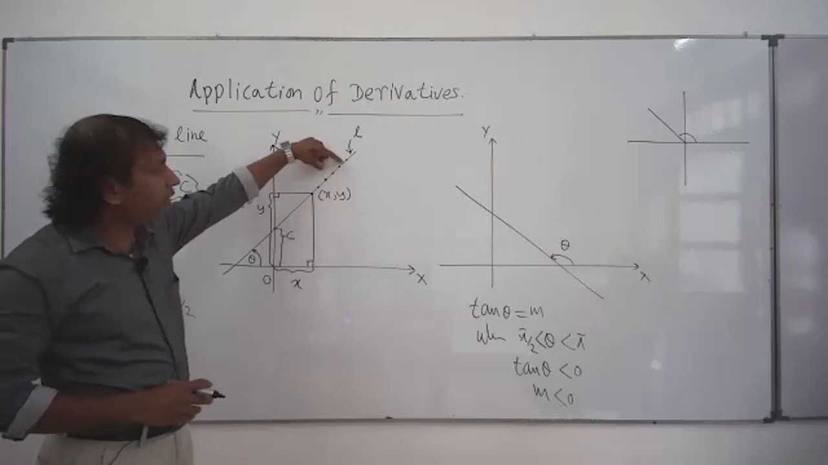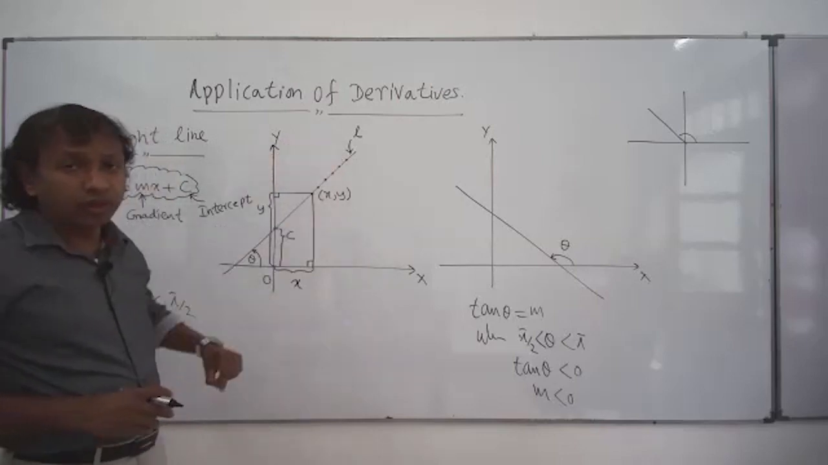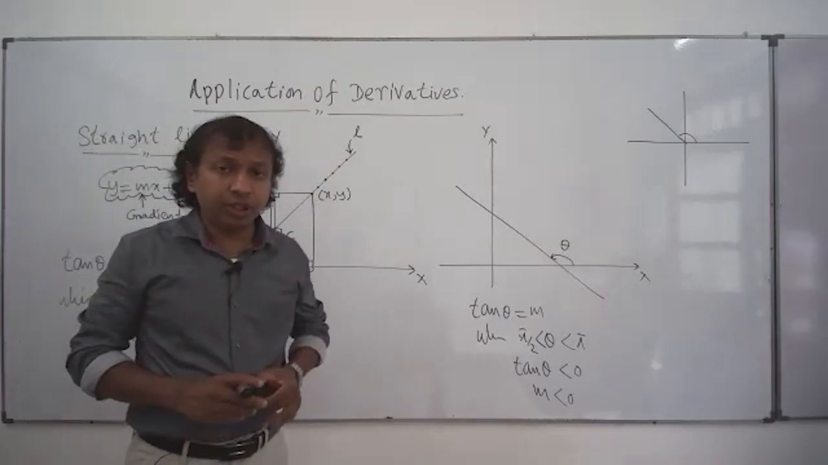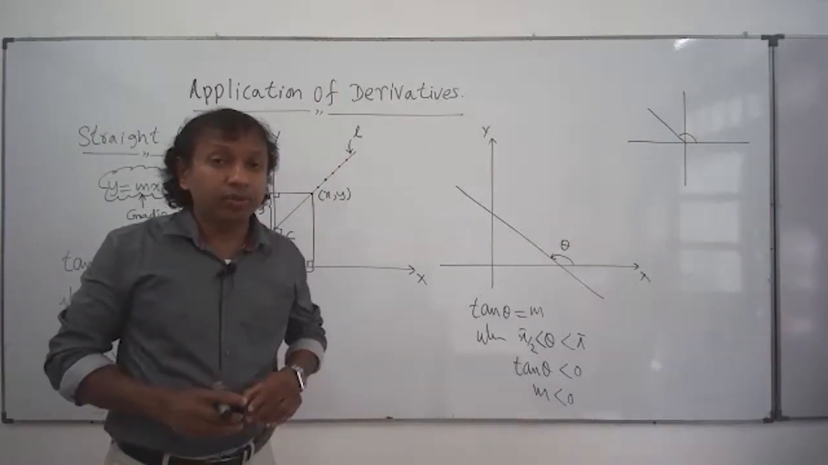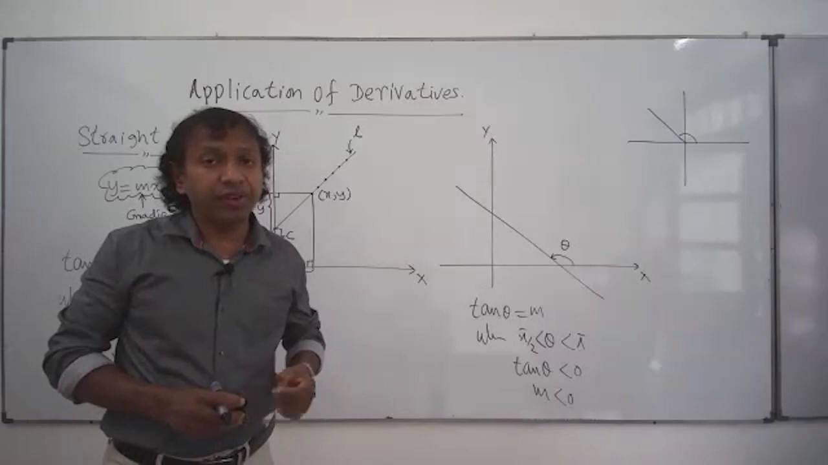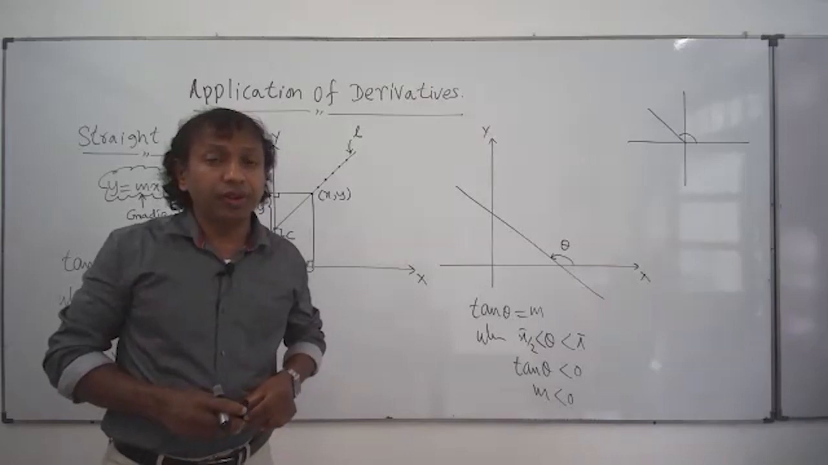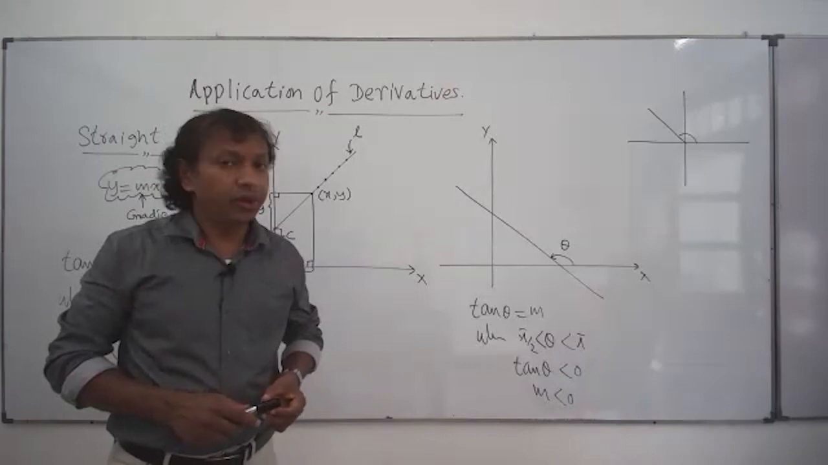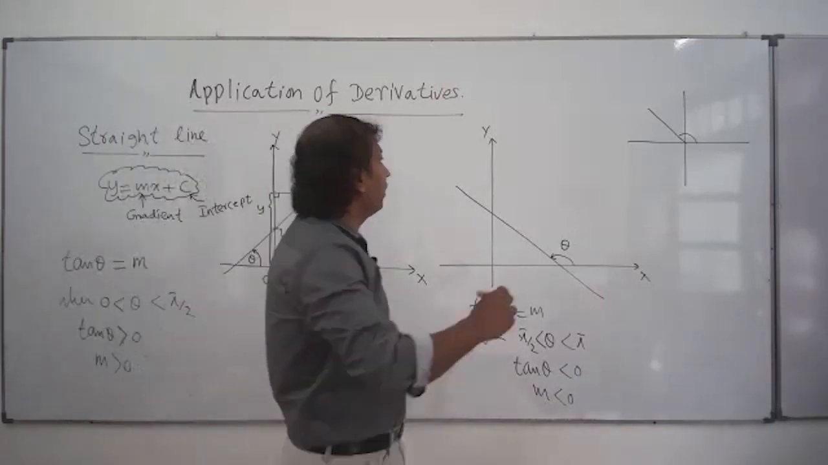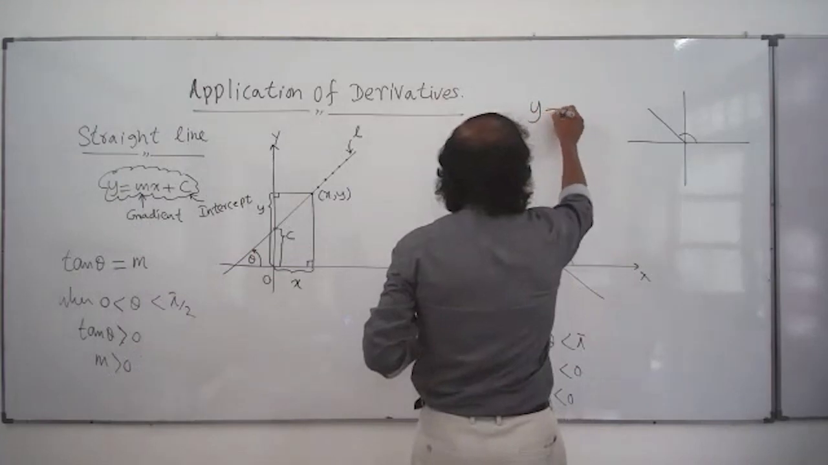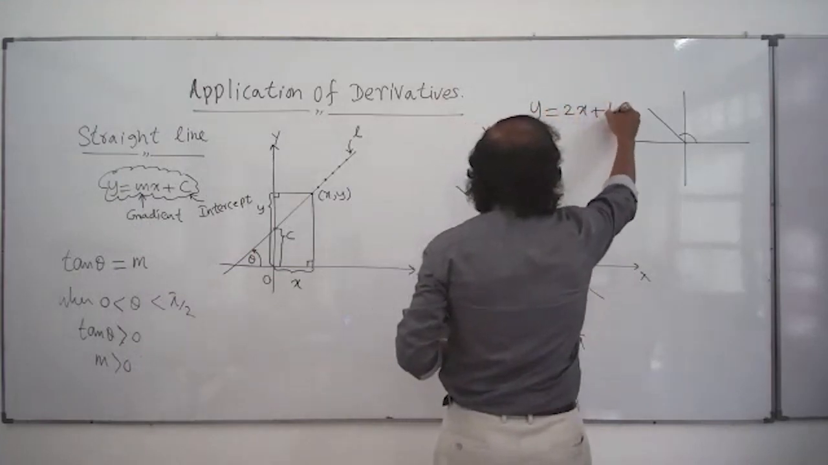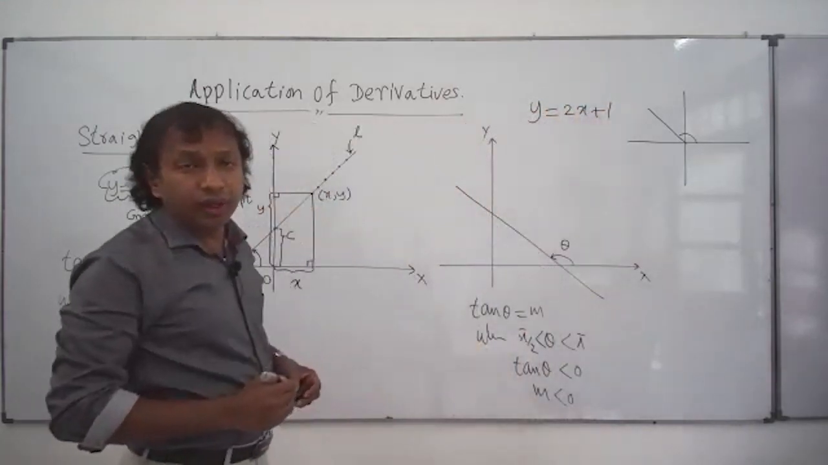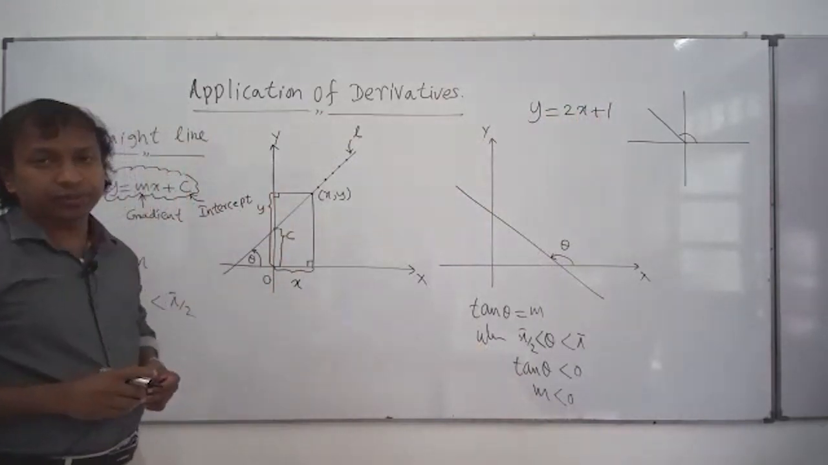Now, the equation of this line means, people, the general relationship between x and y. The general relationship between x and y is called the equation of the straight line. For example, if I consider the equation of a straight line like this, y equals 2x plus 1, let's see what is the meaning of this equation.